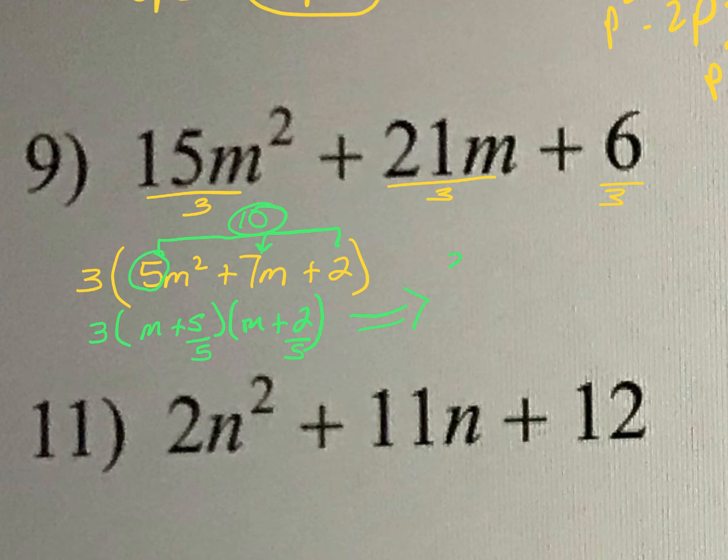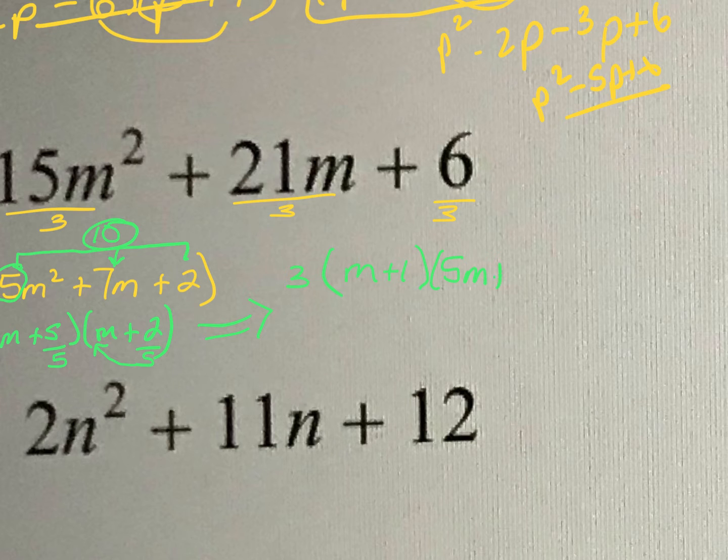So I'm left with 3 still on the outside. What is 5 divided by 5? 1. So I have m plus 1. And then 2 divided by 5 isn't pretty, so what happens here? 5 becomes my coefficient. So 5m plus 2.